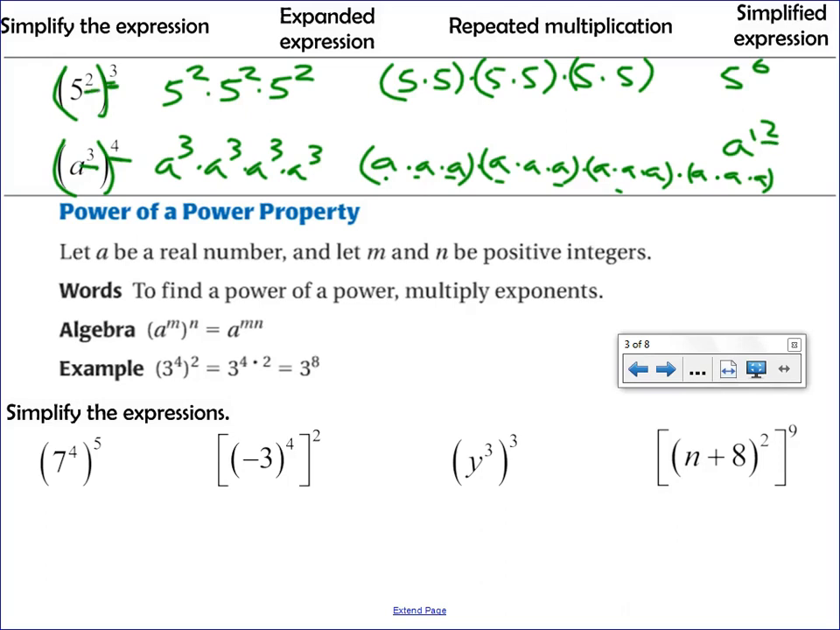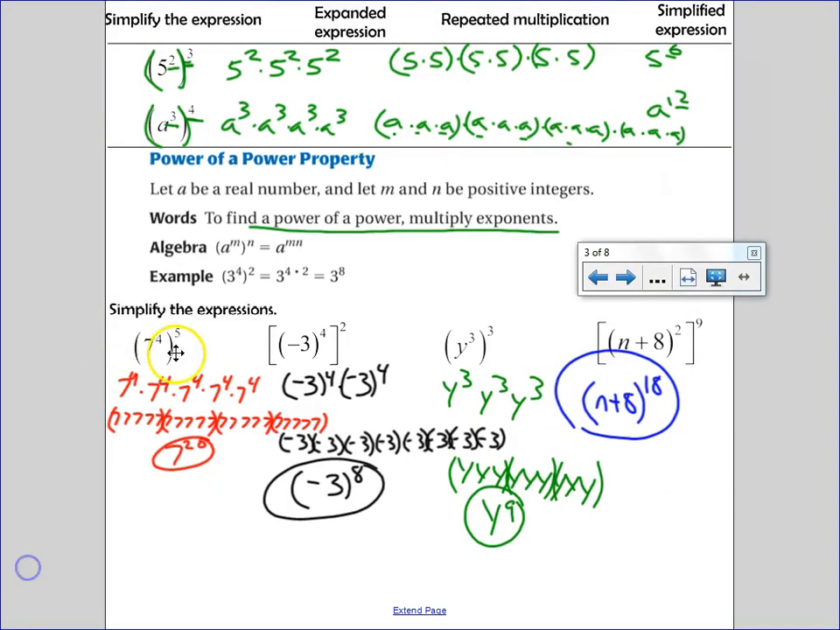5 to the 2nd, and that raised to the 3rd power gives me 5 to the 6th. So to find a power of a power, we end up multiplying the exponents. That's the shortcut that we do. So you can take time to try those next examples, restart it when you're ready to check your answers. So 7 to the 4th power raised to the 5th power ends up being 7 to the 20th power.